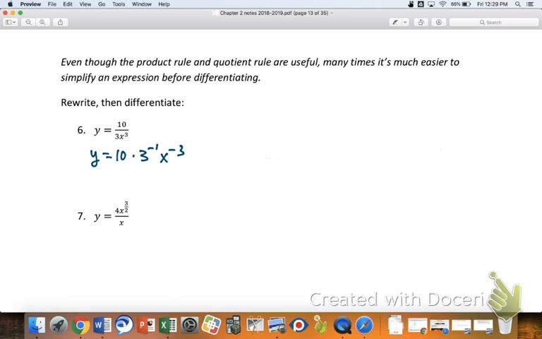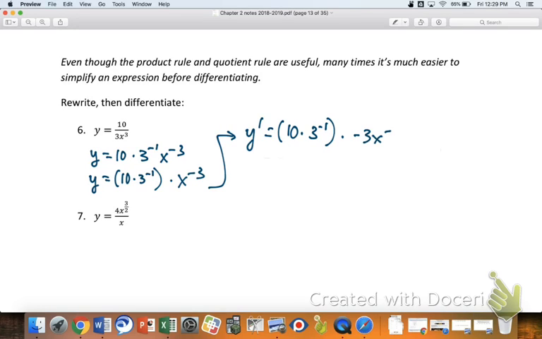So you could totally do this, right? What that means is that 10 times 3 to the negative 1 is just a constant multiple. And so when you do your power rule, you'd say y prime equals, the constant multiple just stays out of it, times negative 3 x to the negative 4th, and then we're back into basically the same place we were before. Does that make sense? Okay. Anybody else? We're good. Now, were you about to ask about the product rule?